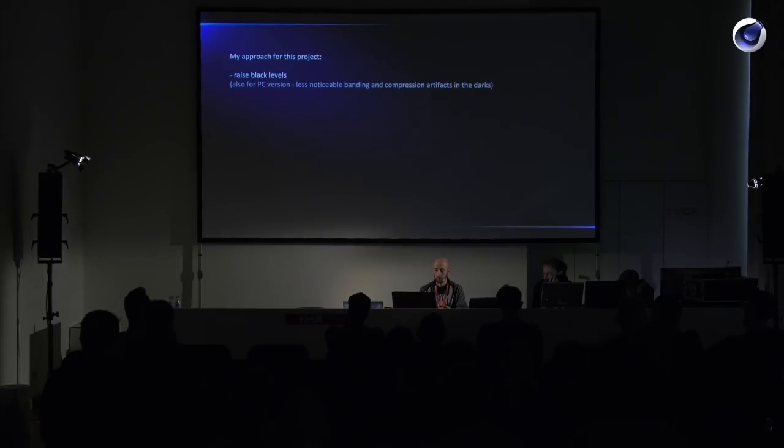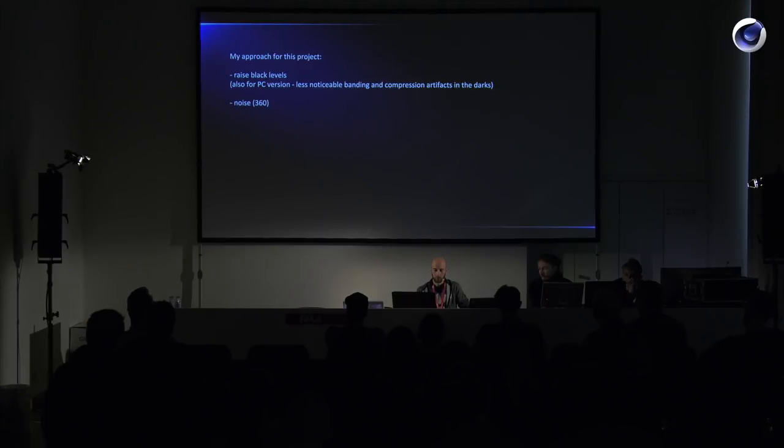So my approach for this project was to raise the black levels, also for the PC version, because interestingly, you get less noticeable banding artifacts, even though that's kind of against the logic because you're constraining the range of the colors a bit. But I think H.264 encoding sucks at the really dark levels, and if you raise it a bit, it does a better job. Why? I don't know.